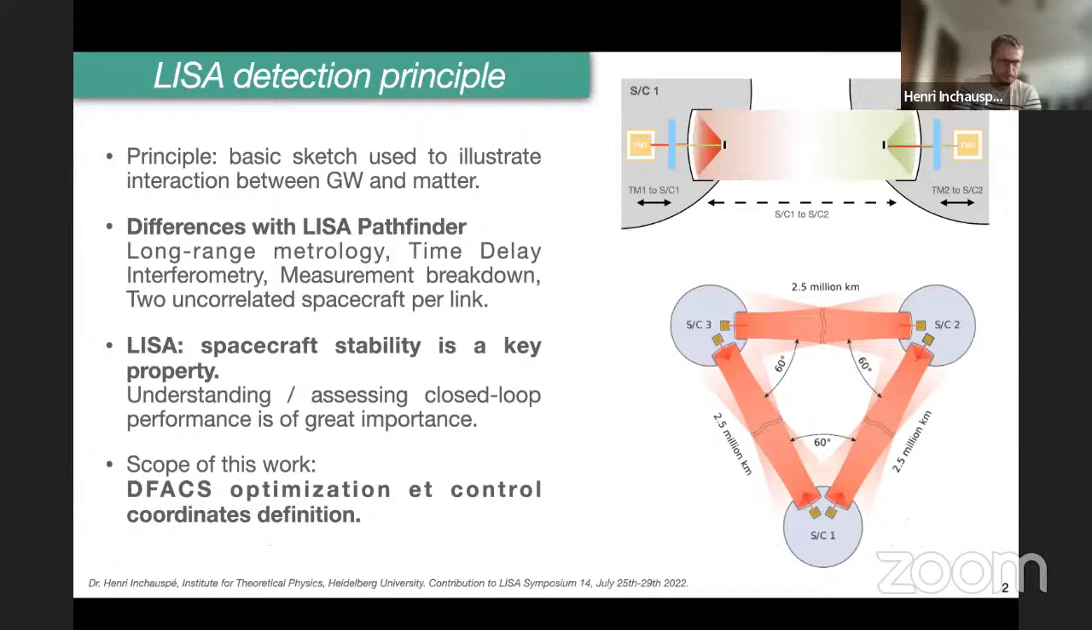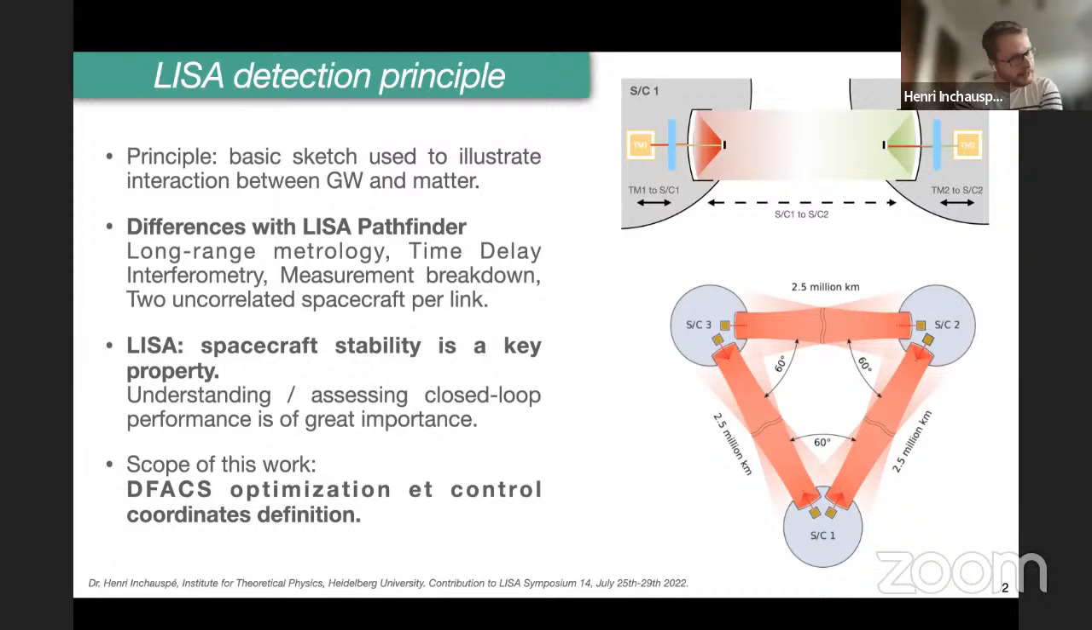So just a very brief recap of the LISA detection principle. The basic idea is to realize in space a basic sketch of interaction between matter, meaning you have a ring of free particles that is deformed by a gravitational wave passing through. As particles, we have the spacecraft, of course, but that is not a very good inertial reference. So we house on board inertial references, which are the test masses, which have a very good level of stability.